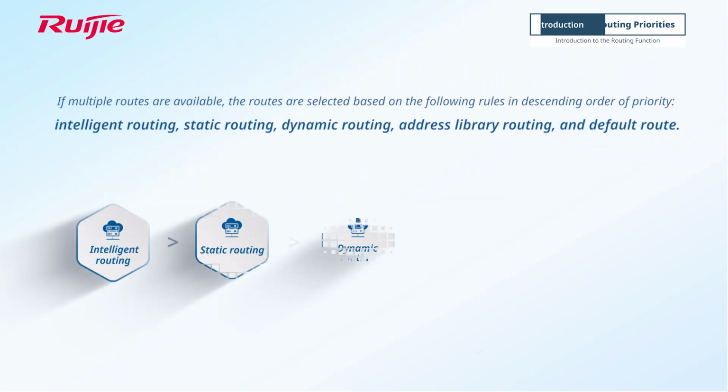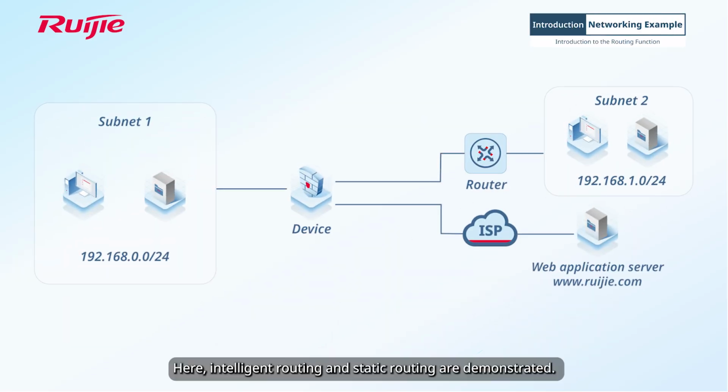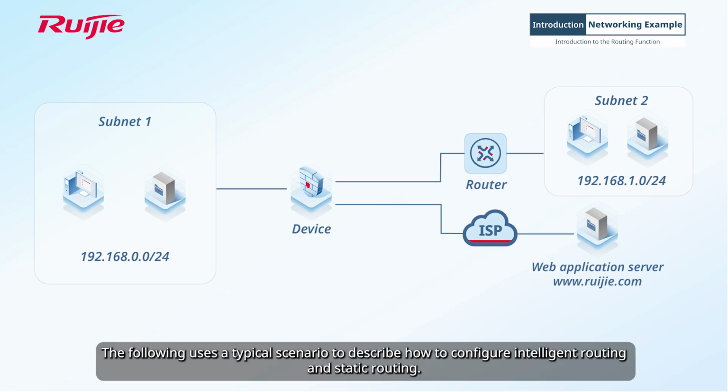If multiple routes are available, the routes are selected based on the following rules in descending order of priority: intelligent routing, static routing, dynamic routing, address library routing, and default route. Here, intelligent routing and static routing are demonstrated. The following uses a typical scenario to describe how to configure intelligent routing and static routing.